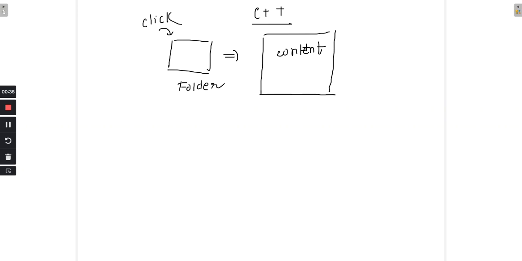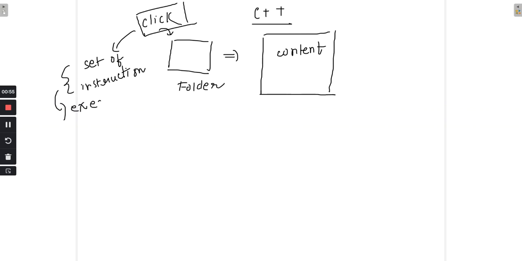So how that happens? What do you think? Corresponding to this click event, we have some set of instructions. These instructions are supposed to be executed by the CPU. And then once these instructions are executed, the entire window opens up and we are able to see the contents. Whatever are the contents of the folder, we are able to see them.